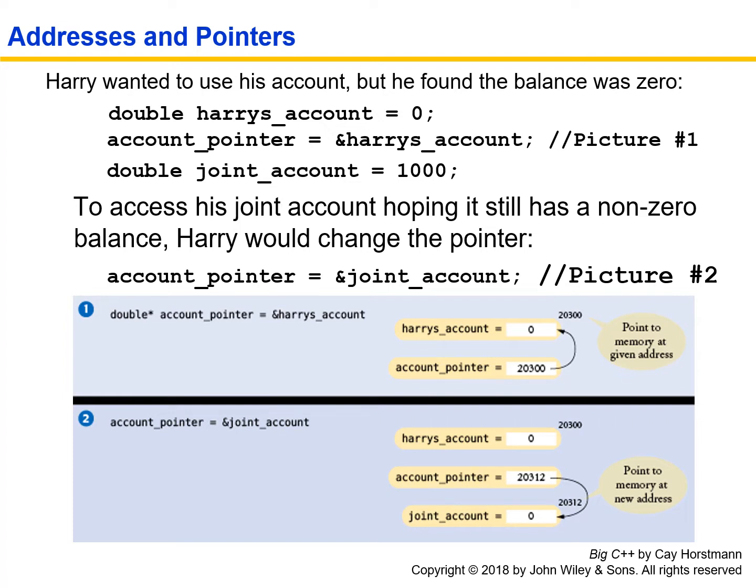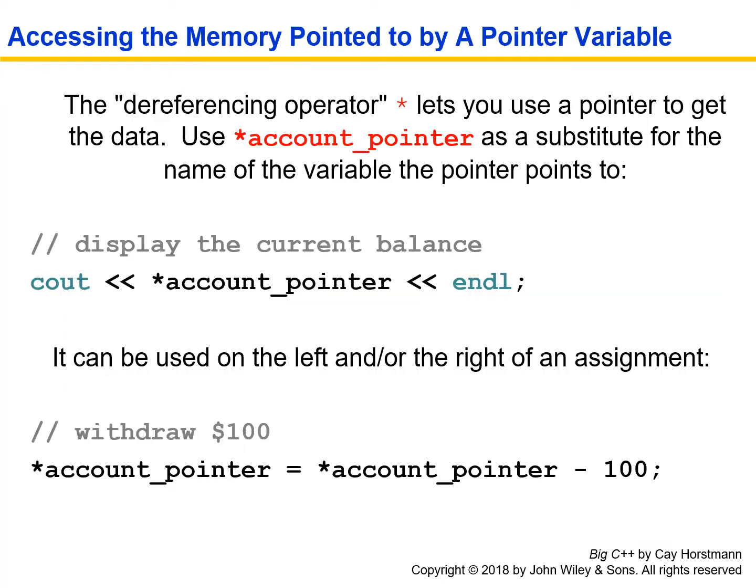And that's shown down in the little picture here on this slide, that account pointer initially holds 20300 to point to Harry's account. Then we change it to 20312 to point to joint account. Okay, so that lets our pointers point to things, but it would be fairly useless to have just a variable that just holds a memory location. We don't usually want to read out the memory location of a variable.